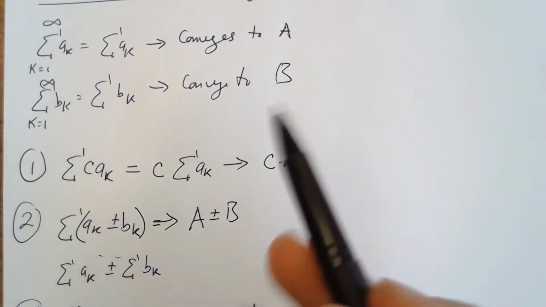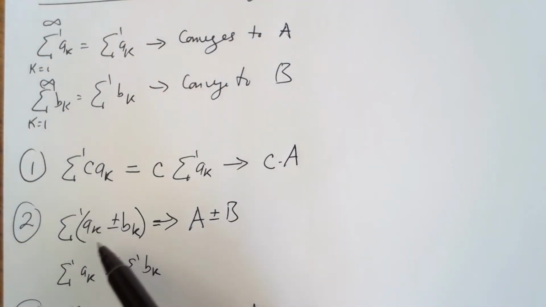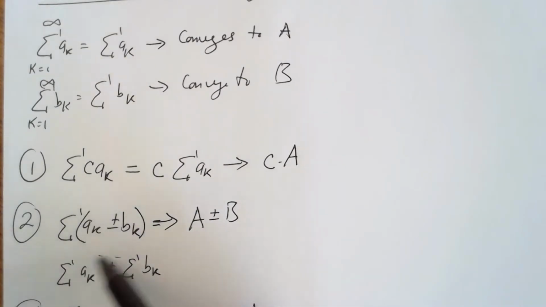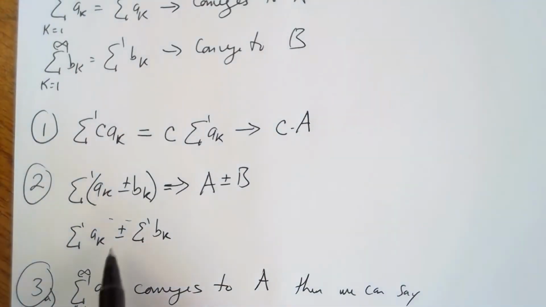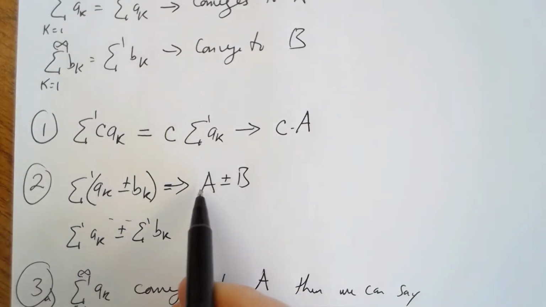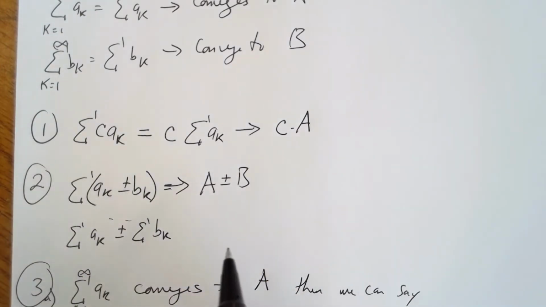The next property that holds true is that if I take two series that I know are convergent and add them together or subtract them from each other, then I should end up with a convergent series overall. So I can separate a series over addition or subtraction just like I did from here to here. This thing converges to A and this thing converges to B, so overall the whole thing converges to either A plus B or A minus B, depending on whether it is addition or subtraction.